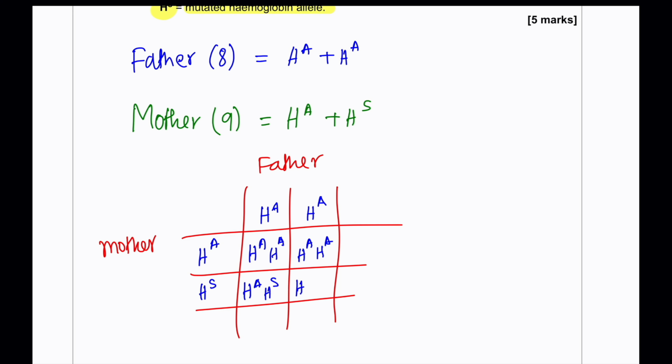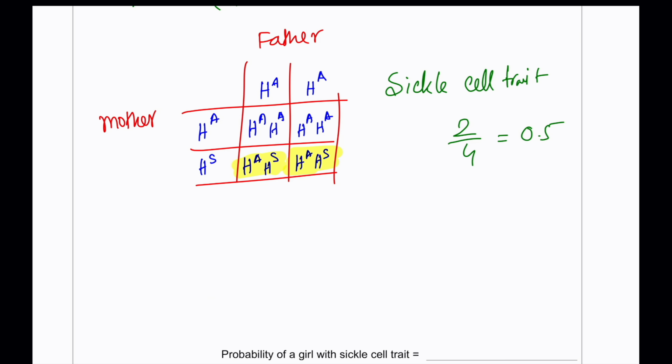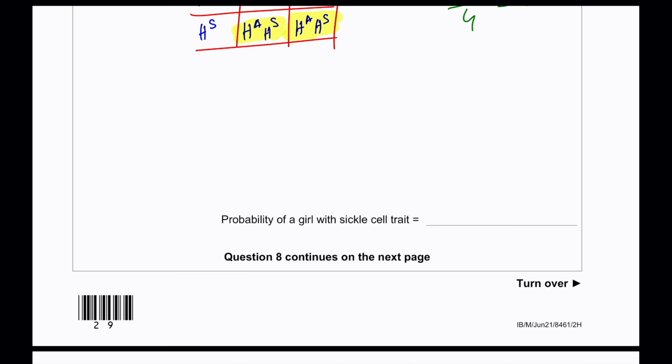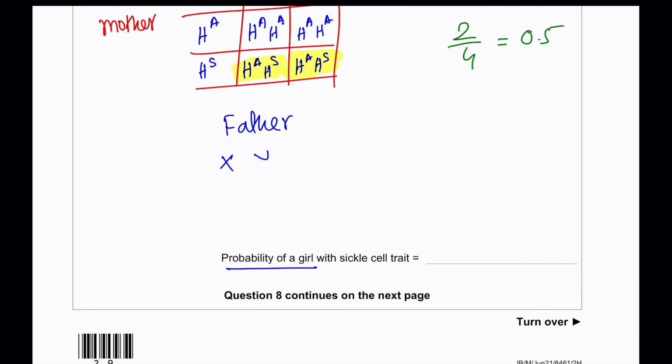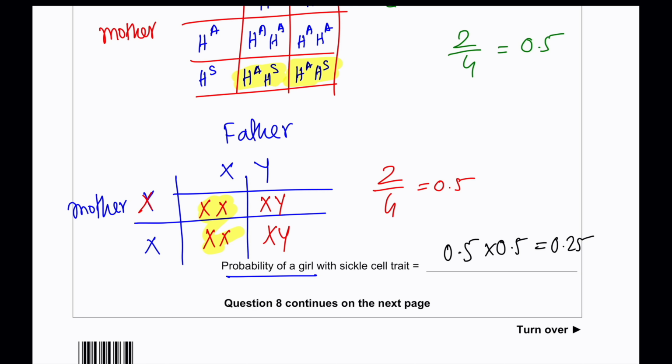This gives us, so we can see 2 children out of the 4 have the chance of having sickle cell trait, 2 over 4 or 0.5. Now, having an offspring which is female, probability of a girl. Father is X and Y and mother is X and X. So the probability of having a girl is also 2 over 4, means 0.5. Probability of having a girl with sickle cell trait will be 0.5 times 0.5 equals 0.25 or 25%.